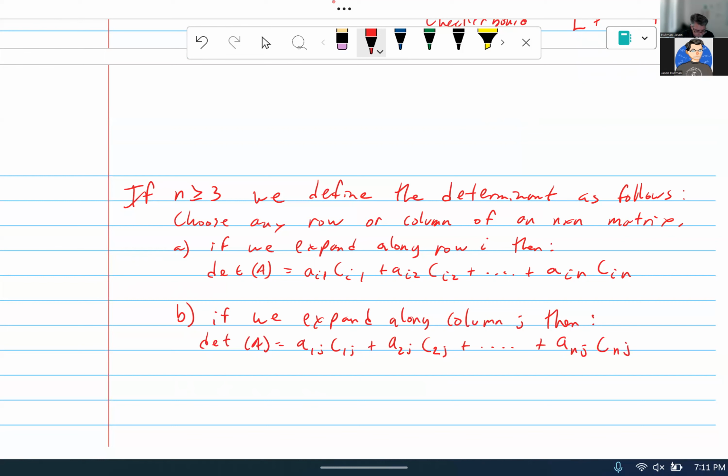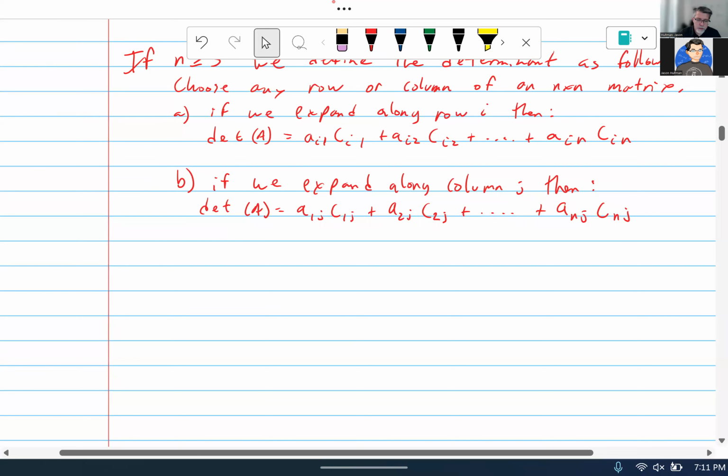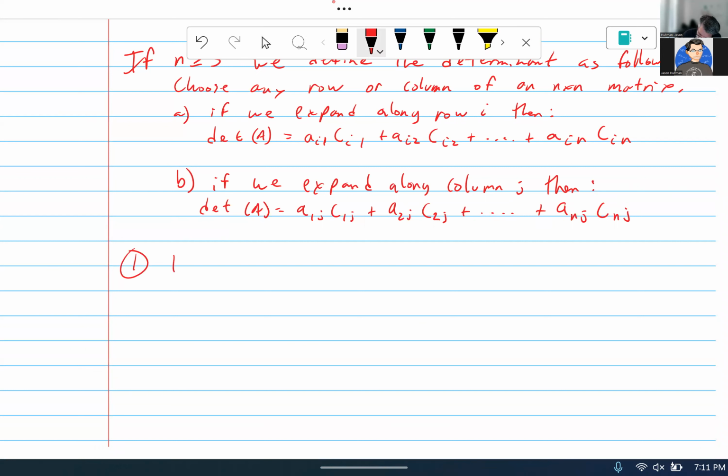Okay, let's use this cofactor definition of a matrix to find the determinant of a 3 by 3 matrix. So number one. Find the determinant of the matrix with rows -8, 7, 0; -1, -3, 6; 4, -2, -2.